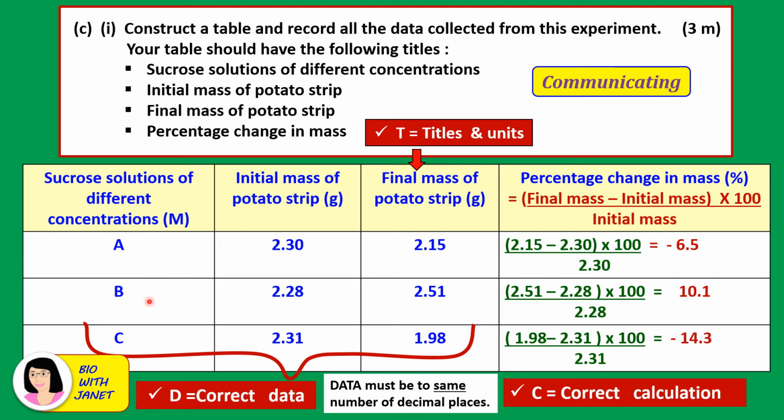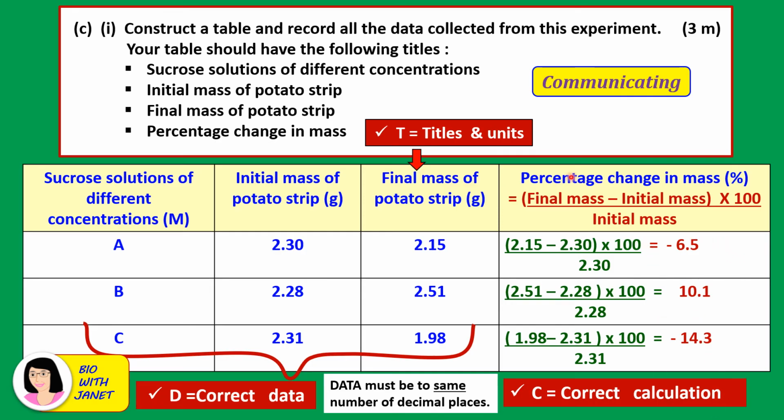Okay, right. For the sucrose solutions, we don't know the actual concentrations, so we just write A, B, C. This is the manipulated variable. And then here is the data that we have already recorded earlier from the experiment, and then the percentage change in mass is calculated. Here I write down the calculations first and then give the results, or the final answer.